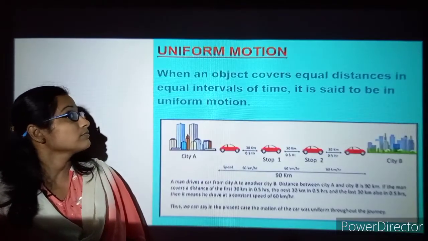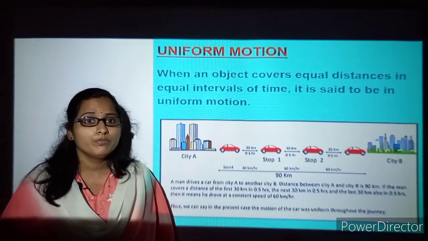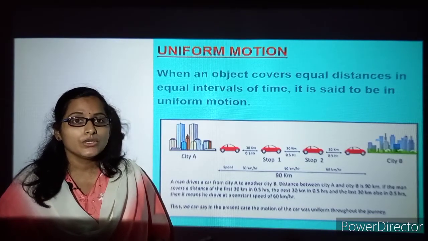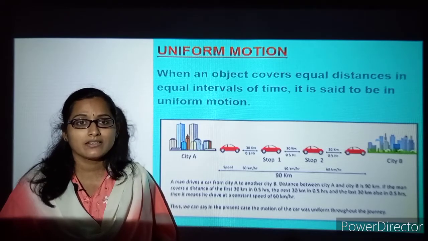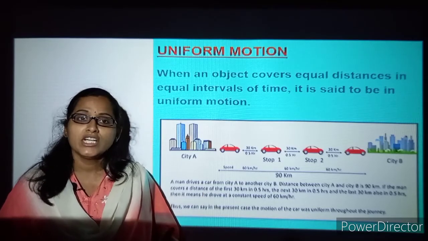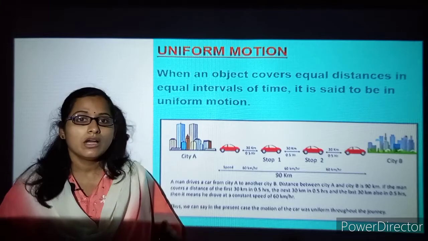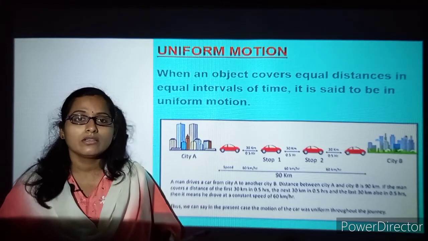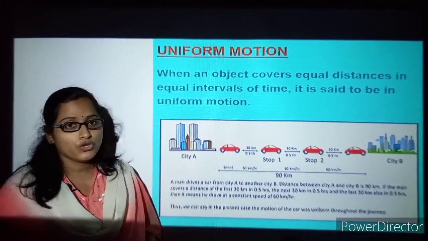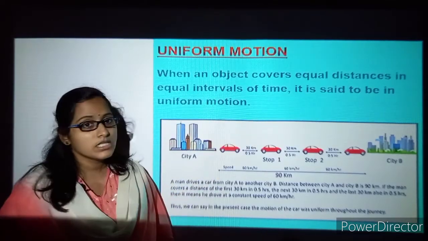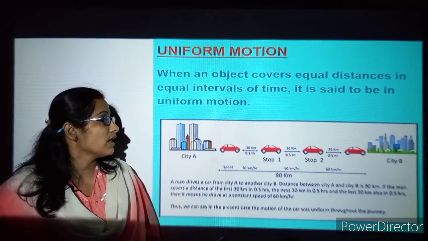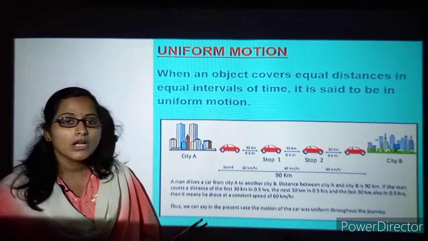So next, what is uniform motion? You travel from one place to another at a speed of 10 km per hour at regular intervals. It is known as uniform motion. So when an object covers equal distances in equal intervals of time, it is said to be uniform motion.